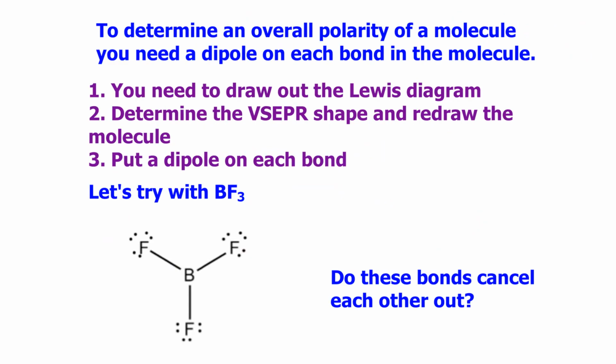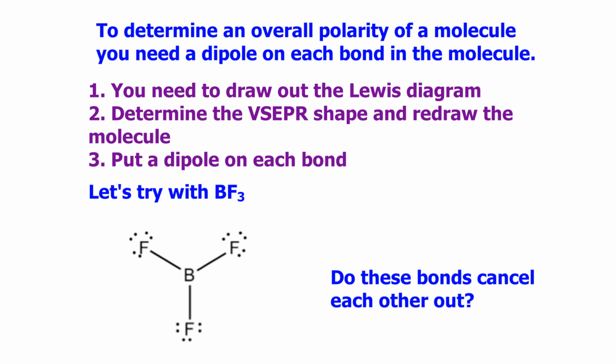So we can determine if there's a dipole within an individual bond, but what we also need to be able to do is determine an overall polarity of a single molecule. And so in order for us to do that, we have to look at all of the dipoles that could form within the different bonds of that molecule. And so here are a couple of steps to help us do that. So the first thing we always need to do is draw out our Lewis diagram. And then from that Lewis diagram, we need to determine what the valence shell electron pair repulsion shape would be, and to put a dipole on each bond.